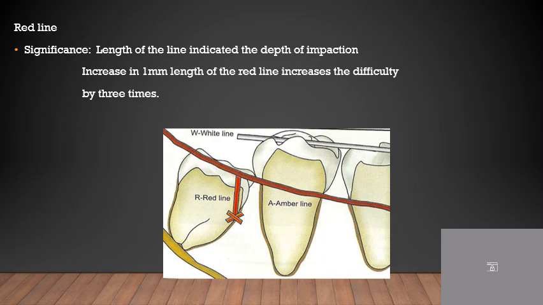At 9 mm or more, the inferior surface of the crown of the impacted tooth may be close to the apex of the second molar, so the chance of denuding the second molar is considered. Removal of the second molar is also considered if the red line is 10 mm or 9 mm or more. And the significance is that the length of this line indicates the depth of the impaction. An increase of 1 mm in length shows a 3 times increase in difficulty of the extraction.